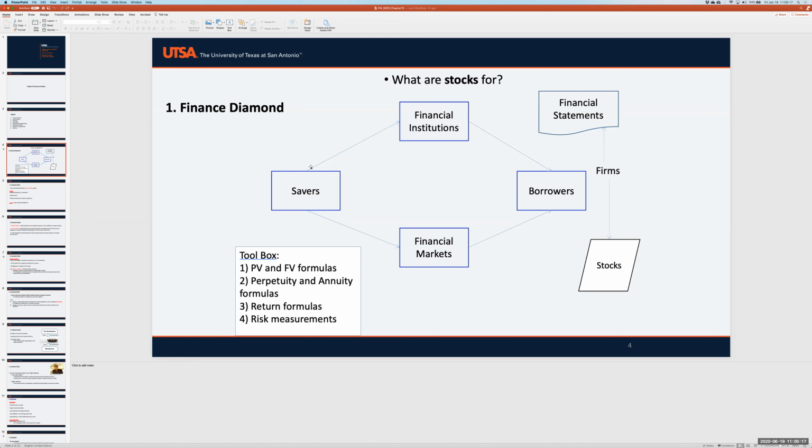As you may remember, this is the finance diamond. We have indirect and direct transfers. We have financial institutions, savers and borrowers, and financial markets. We already looked at the toolbox: present value, future value formulas, perpetuity, annuity, return formulas, and risk management. And now we need to learn the valuation of stocks using the financial statements and try to find the value of the stocks. Let me go briefly over the meaning of common stock.